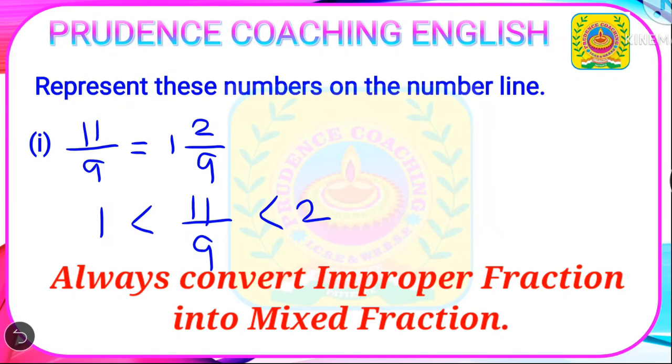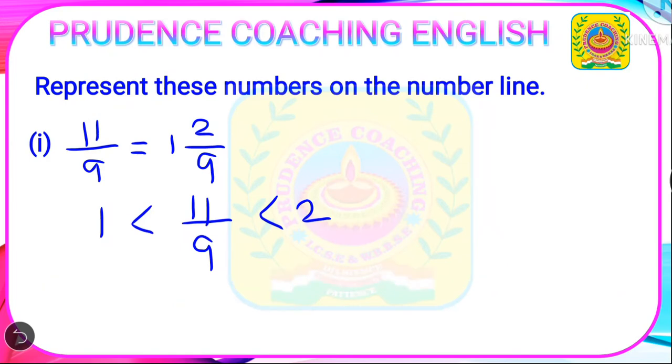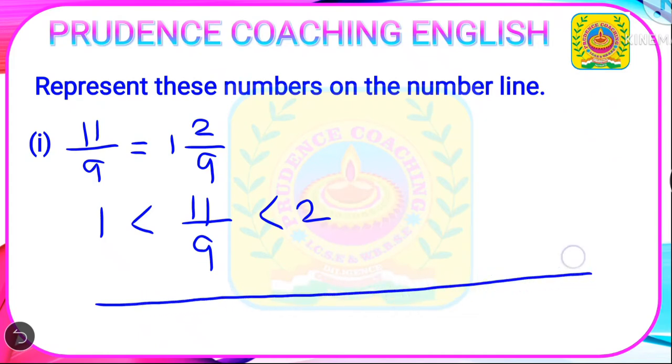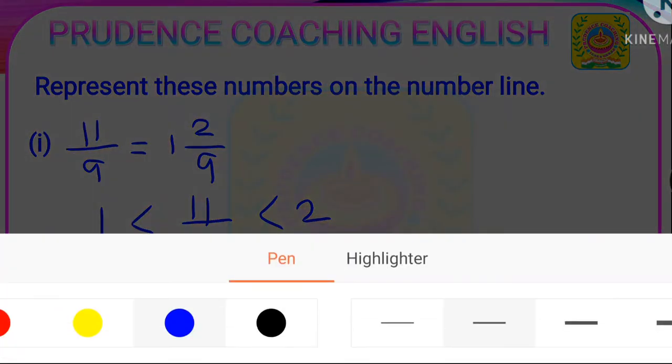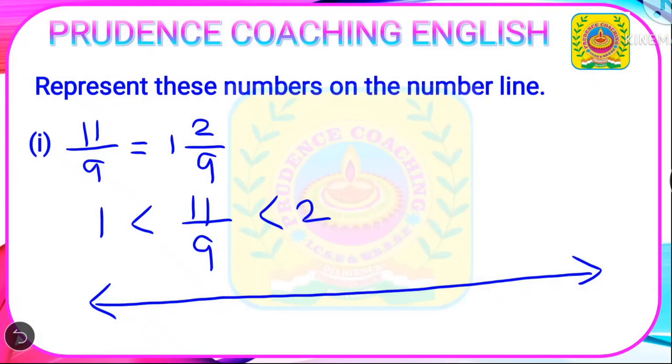After that, what we are going to do is draw a number line. We know that the number line has no end, so it will go on on both sides. But mainly we need to represent the number 11 by 9, and we know 11 by 9 lies between 1 and 2. So we will take 1, as we know 1 is smaller, it will be on the left hand side, and 2 we will write here.